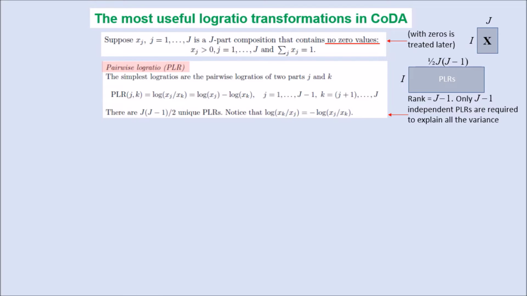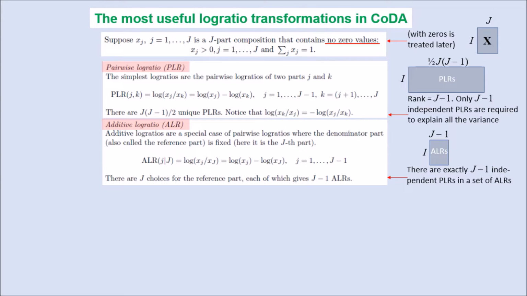Now there are half times J times (J minus 1) of these PLRs. So if we compute them all, this would blow up the number of columns of data. But the rank of this very wide matrix is only J minus 1. That is, if you have just J minus 1 linearly independent log ratios, you can compute all the others.